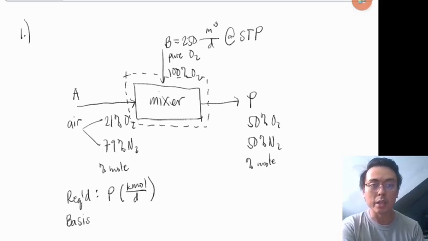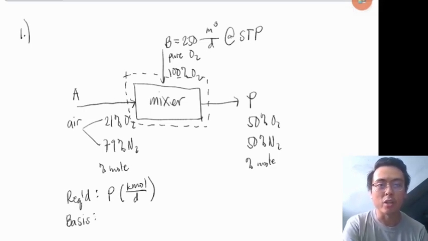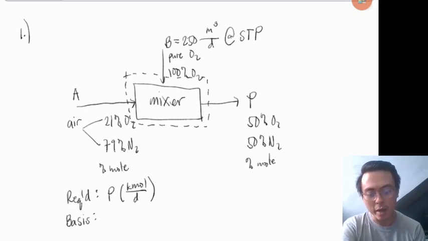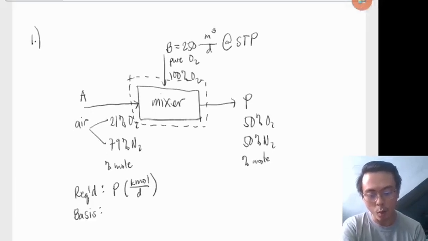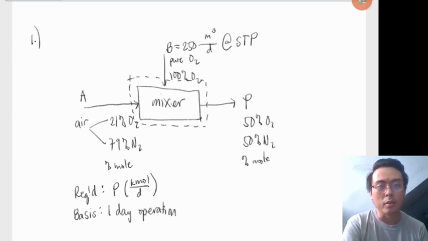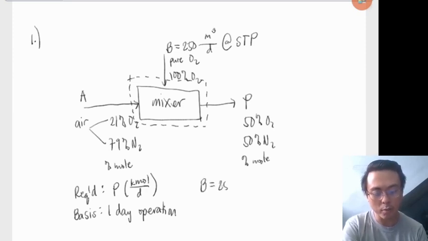As you have sensed the pattern for this, we are generally taking a look at what's the given if it's a flow rate, and we take a look at the denominator and we usually use that as our basis for easier calculations. In this case, B has a value of 250 cubic meters per day. The denominator is day, therefore a sensible basis is to use 1 day operation. That gives us a value of B that is 250 cubic meters oxygen at STP.